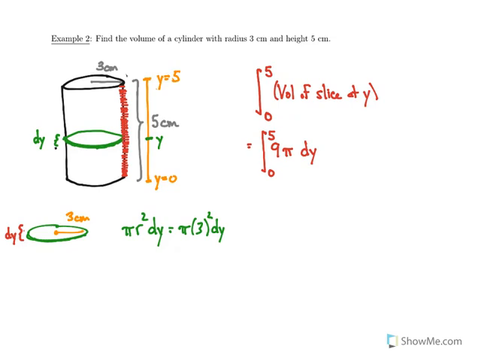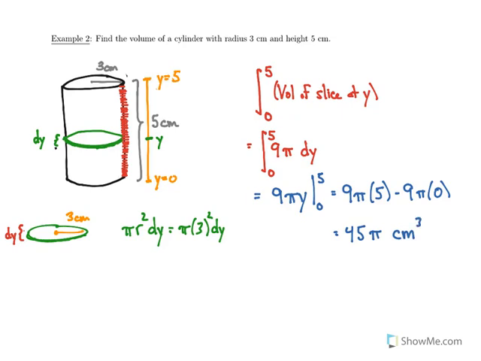And we can integrate. When we integrate this, that's going to give us 9 pi y, as 9 pi is a constant, evaluated from 0 to 5. That gives us 9 pi times 5 minus 9 pi times 0, which is going to give us 45 pi. This should be centimeters cubed.